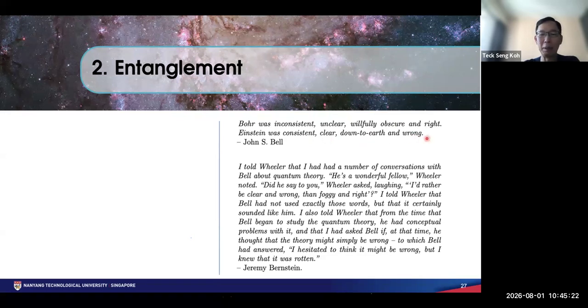Okay. And in this quote, I think Jeremy Bernstein was a physicist who was talking to someone writing an autobiography or a biography. He said that he had asked Bell if at that time, he had thought the theory, quantum theory, might simply be wrong, to which Bell had answered, I hesitated to think it might be wrong, but I knew that it was rotten. So very strong words.